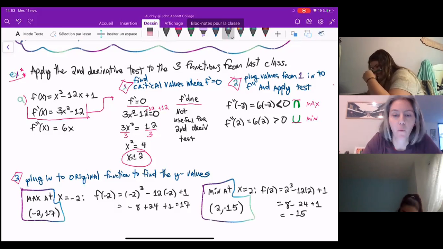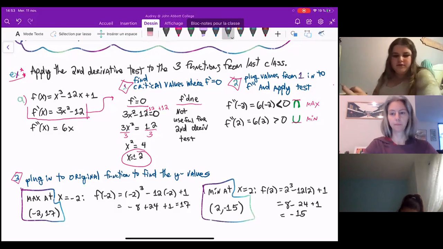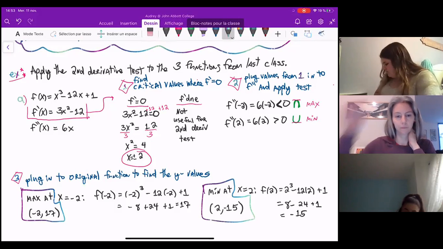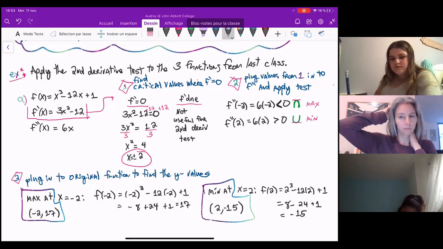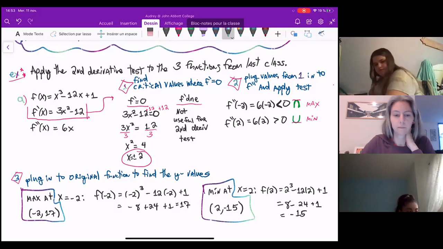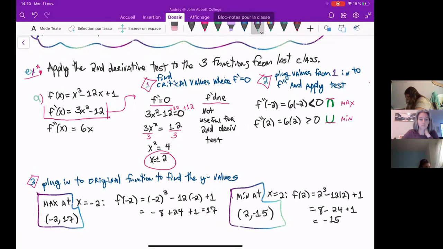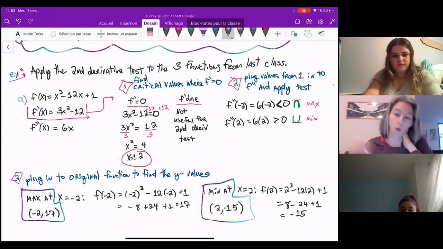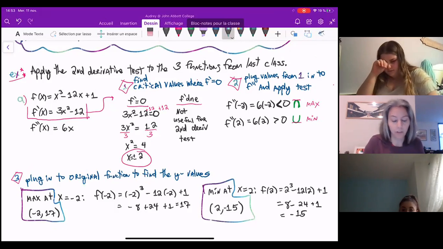Okay, are there any questions about what we just did here and how we applied the second derivative test? Very good. Okay, so I'm gonna actually take a second and go back to our notes from yesterday and look at what we determined yesterday about this function.